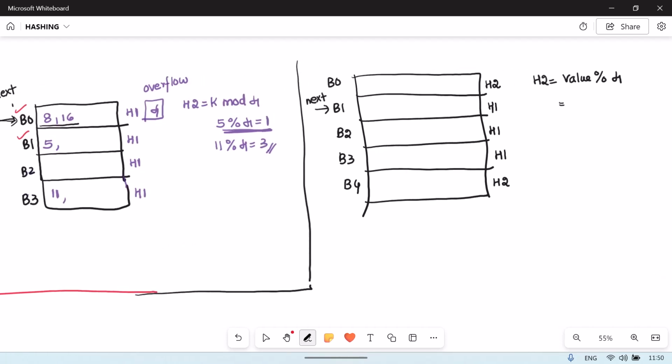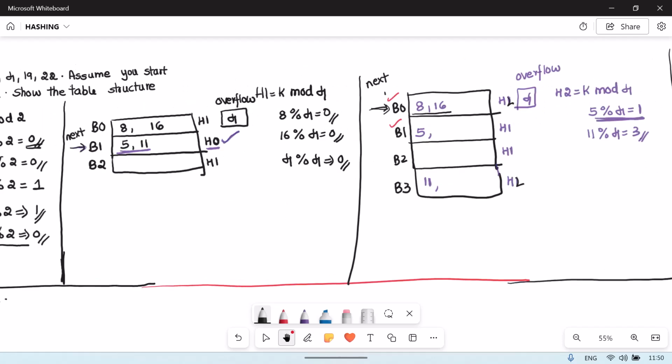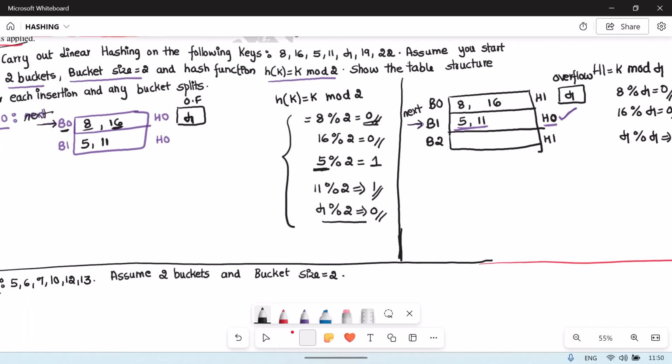So what is the value? 8. Sorry, here H2 is already there. So this will become H3. Don't get confused. I will explain it again, so don't worry. I'll explain it again. This I hope you have understood, right?